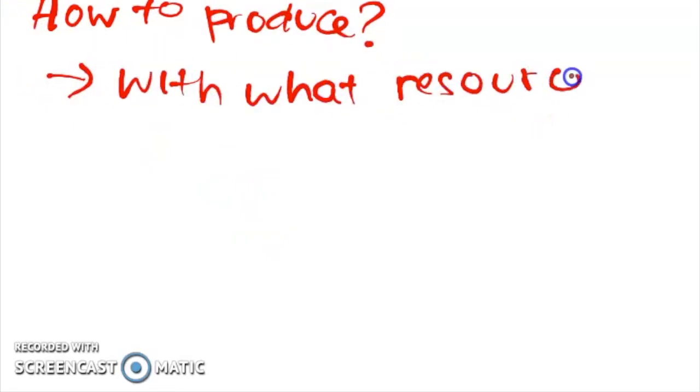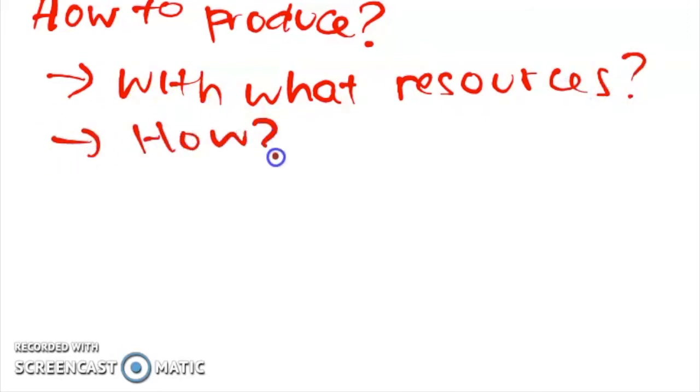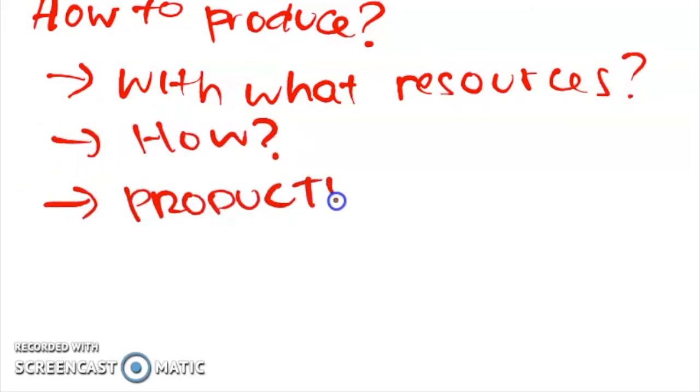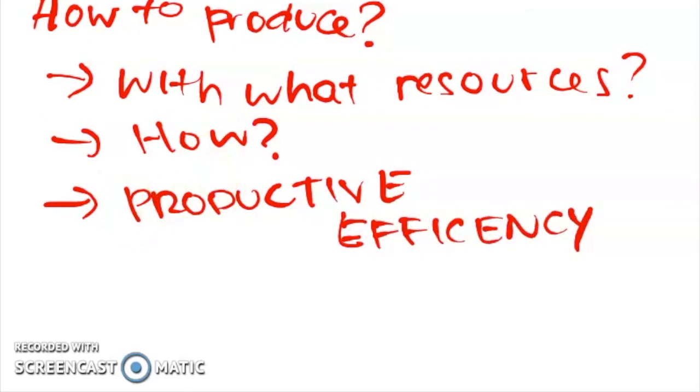The first one is how to produce. So what factors of production do we use in the production of certain goods? And you will see that this question of how to produce is related to productive efficiency. It makes sense that if we assume that firms are profit maximizing entities, then they will want to minimize their cost of production as much as possible. Or in other words, they want to produce at productive efficiency.